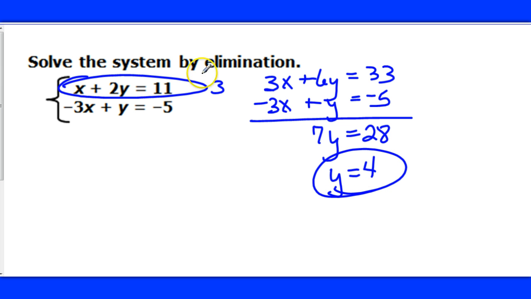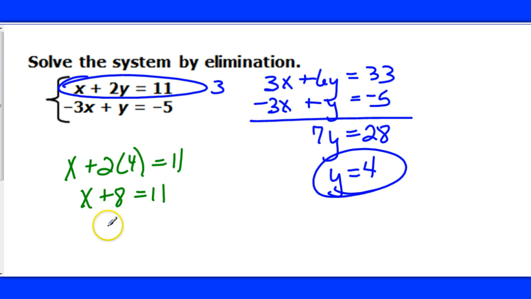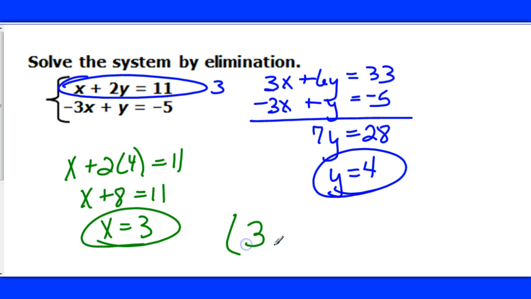Okay, then I'm going to go back to one of these equations. I'll just use the top one here. I'm going to put a 4 in place of the y. So I'm going to x plus 2 times 4 is equal to 11. X plus 8 is equal to 11. Subtract 8 from both sides. X is equal to 3. That means the solution to the system is the point 3, 4.